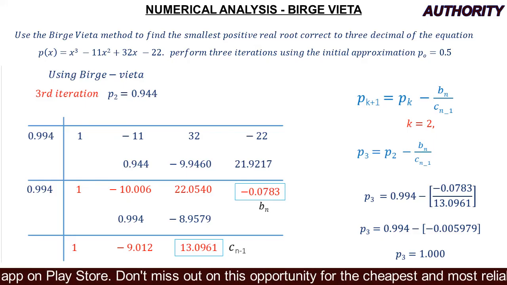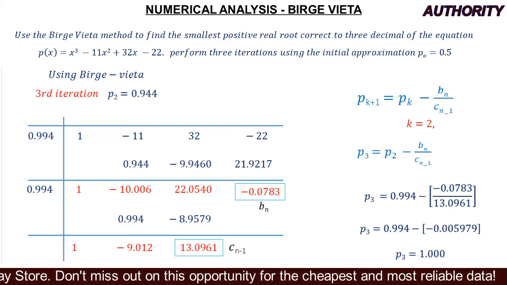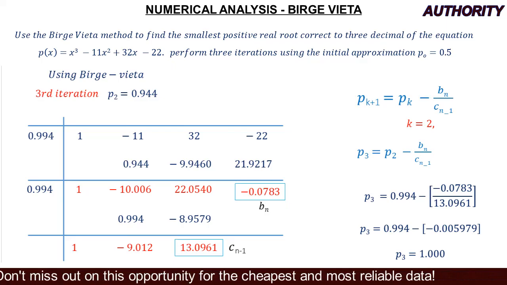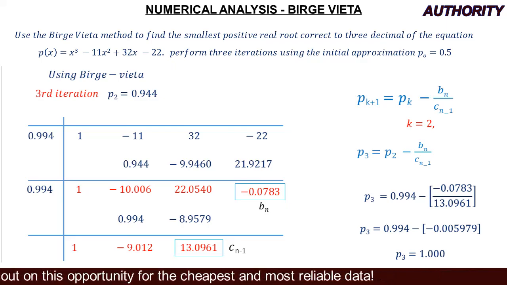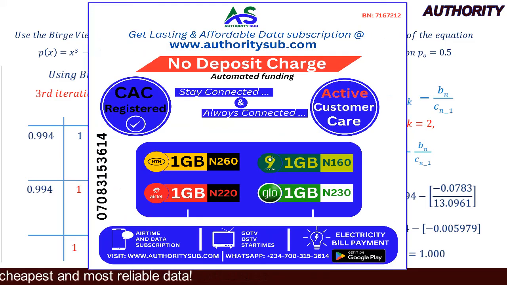Then simplifying further, we found that P3 is equal to 1.000. Thank you very much for watching. This is how to solve Birge Vieta's numerical approximation.